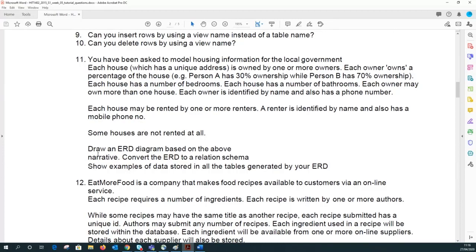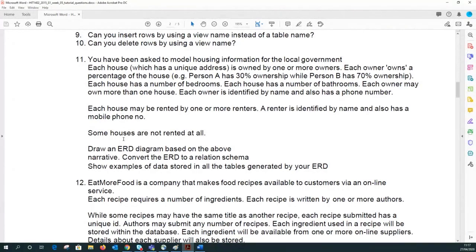So what they ask us to do is draw the entity relationship diagram based on the above narrative and convert the entity relationship diagram to the relational schema. Show some example data stored in all the tables generated by your entity relationship diagram. If you can draw the ER diagram, the rest is a piece of cake. It's very easy. The main challenge is drawing the entity relationship diagram.